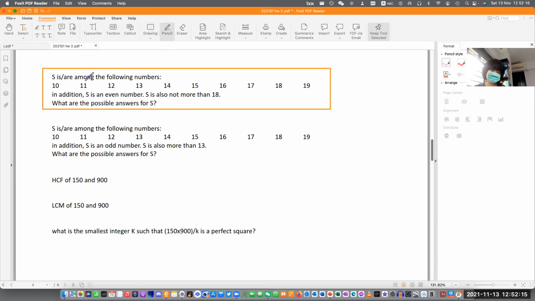Okay, let's look at this. So it says among the following numbers. Can you try this now? Can I do it on the screen? If you can type it out. Okay.